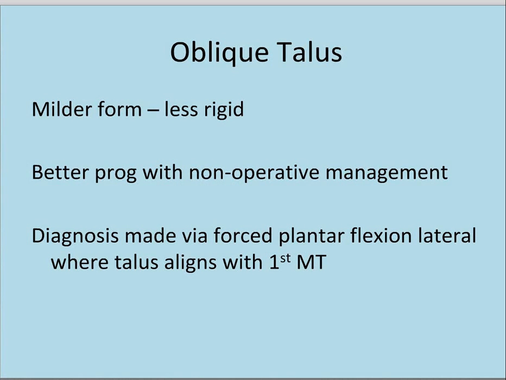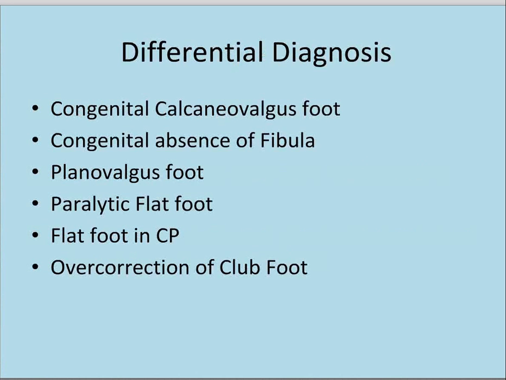So what other things could it be? There's a congenital calcaneal valgus foot, which is a packaging problem, I guess. Absence of fibula. All the other things are pretty rare. And finally, overcorrection, or iatrogenic injury. So this is pictures of a calcaneal valgus foot.